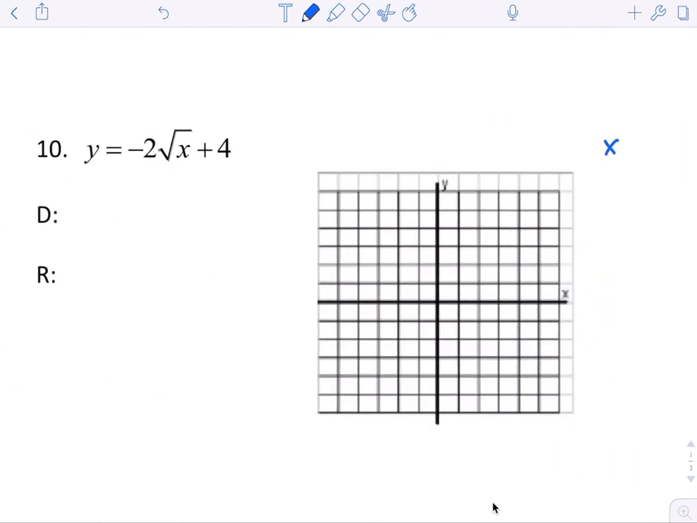Number 4, xy table. Well, to get a square root of 0, x just has to be 0. So square root of 0, 0. 0 times negative 2, 0. 0 plus 4, 4. Next, if x was 1, that would give us square root of 1. So square root of 1, 1. 1 times negative 2, negative 2. Negative 2 plus 4, 2.